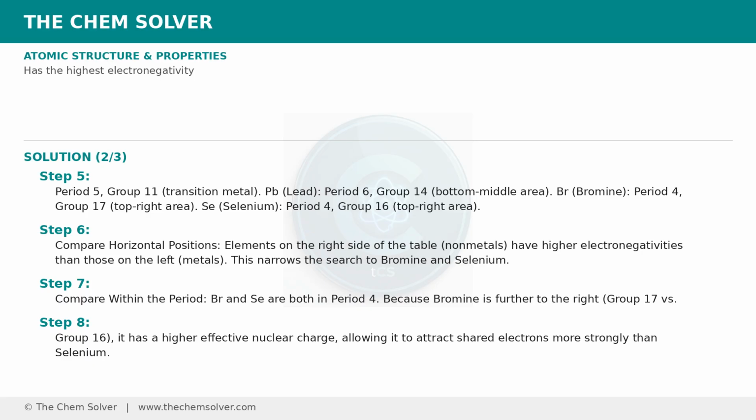Compare horizontal positions. Elements on the right side of the table, nonmetals, have higher electronegativities than those on the left, metals. This narrows the search to bromine and selenium.